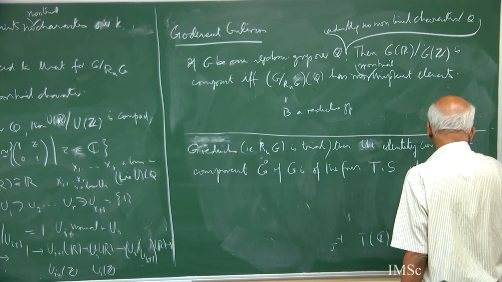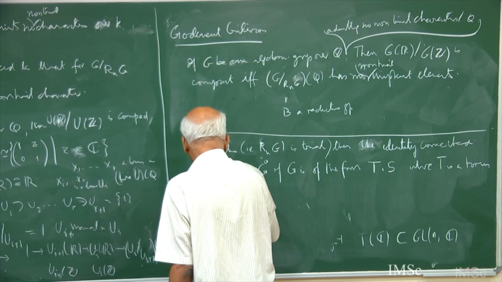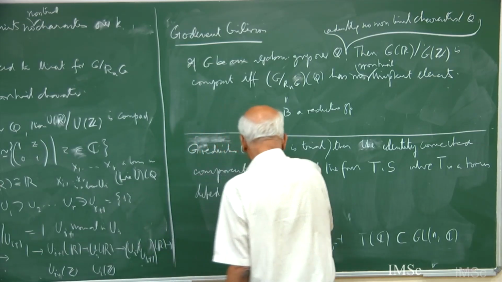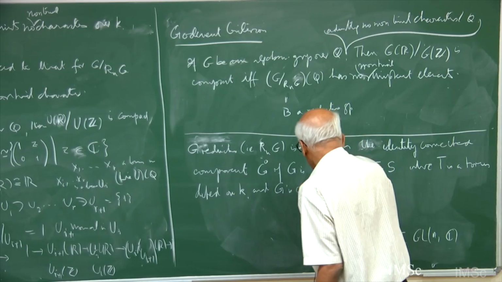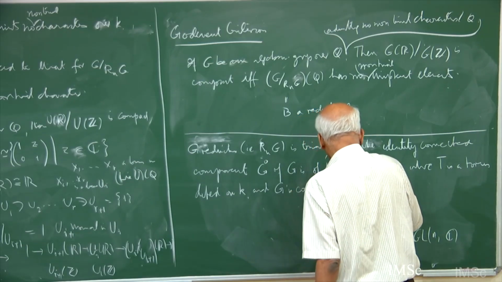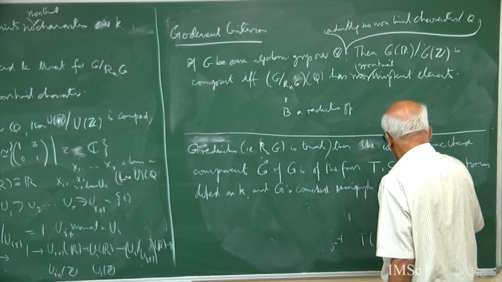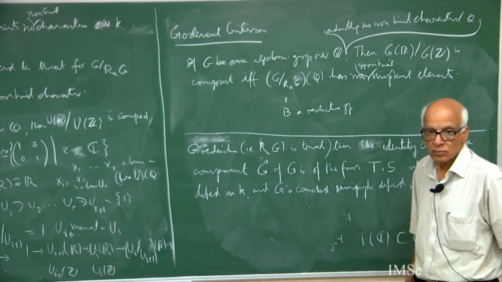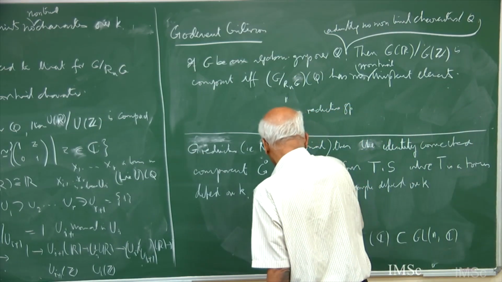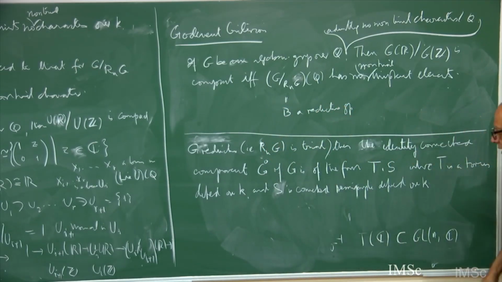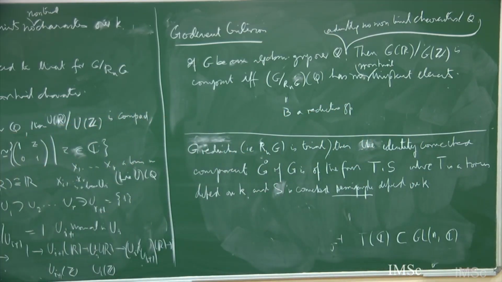T is a torus defined over K, and S is connected semi-simple and defined over K. Semi-simple means the Lie algebra is semi-simple.